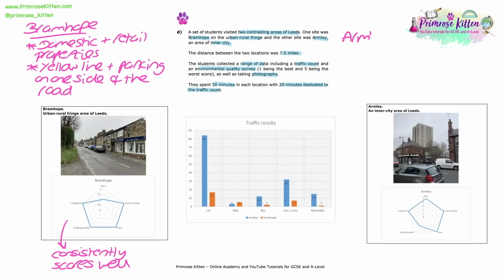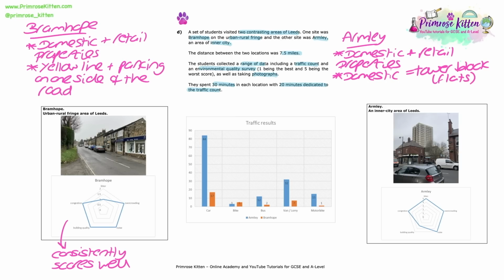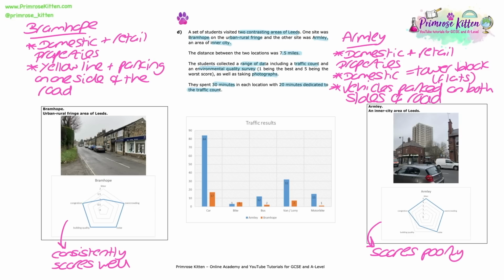Looking at the image for Armley, we again have both domestic and retail properties pictured, with domestic properties appearing to take the form of flats in a tower block. On the road, we can see that there are vehicles parked on either side. Reviewing the environmental quality survey for Armley, we can see that the area consistently scores poorly.